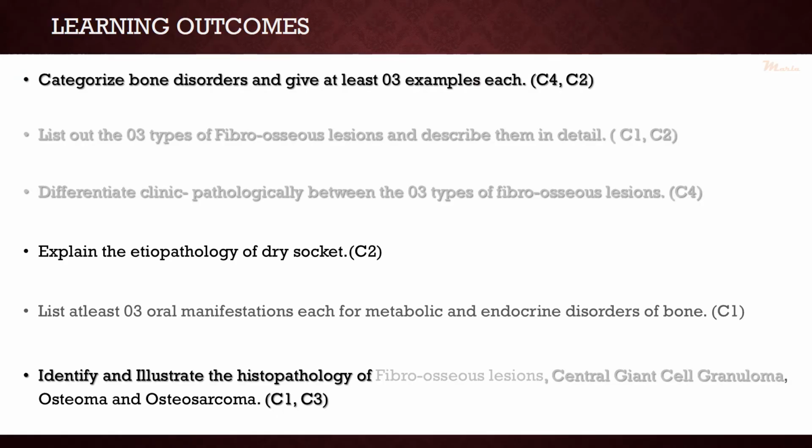For the learning outcomes, at the end of this lecture, we'll be able to categorize bone disorders and give 3 examples for each. We'll be able to explain the etiology of dry socket. We'll be able to identify and illustrate the histopathology of osteoma and osteosarcoma. The remaining learning outcomes we have covered in the previous topic.